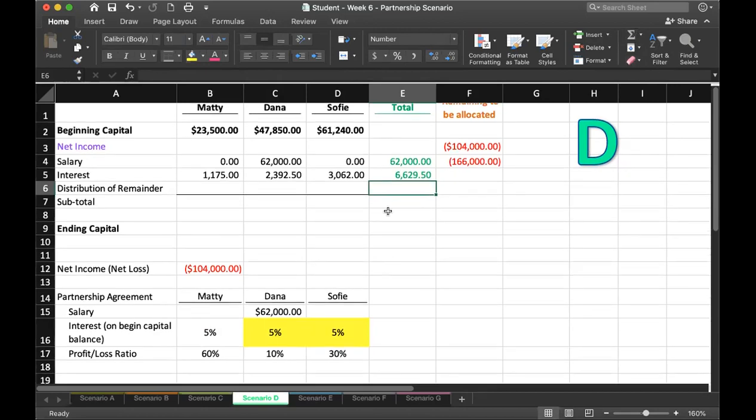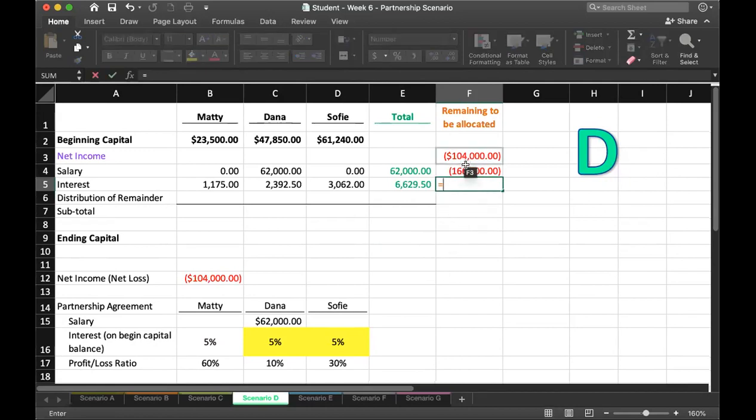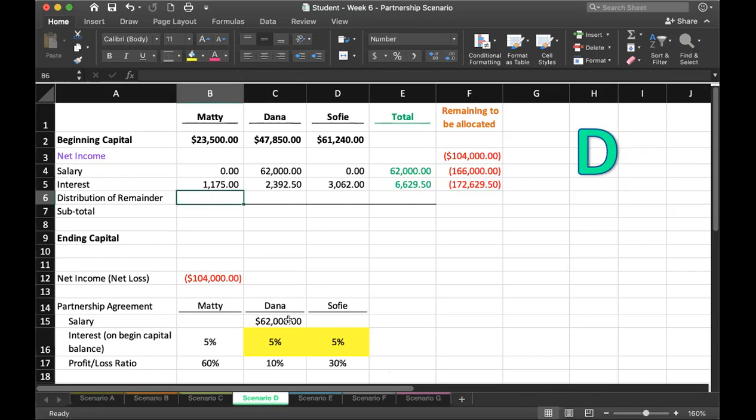All right, now how much is the remaining to be allocated? Well, 166,000 negative minus 6,629.50 means that there is a remainder to be allocated of 172,000. Okay, so how are we going to allocate this remainder? Well, the profit and loss ratio is 60, 10, and 30 for each of the partners respectively.